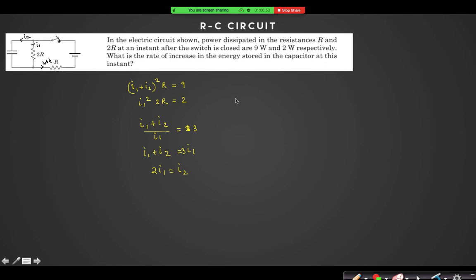So at this instant, can you tell me what is the potential difference across capacitor? What is potential difference across capacitor? Can you tell me? I1 into 2R. I1 into 2R. Right? I1 into 2R. Right? So what is the energy in the capacitor? Energy in capacitor U, can I say is equal to half CV square?